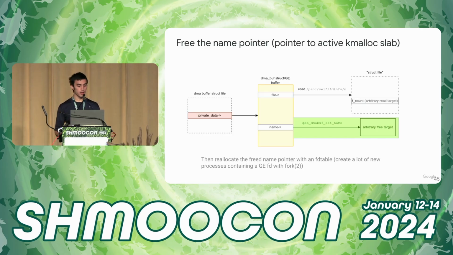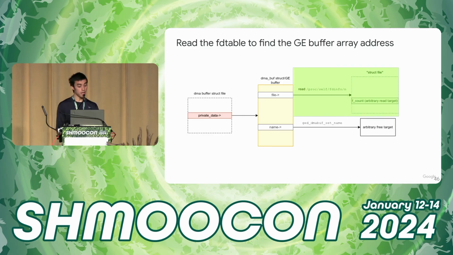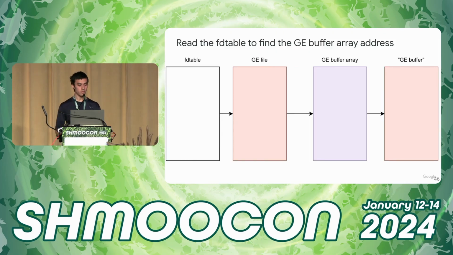Then I will reallocate that free name pointer with a file descriptor table. In practice, this is very easy. I just create a lot of new processes containing a GEFD using fork. Then I'll read the FD table, and I'll be able to find the GE buffer array address. Super easy. I just call proc self fdinfo -n after setting the file in the GE buffer to an arbitrary location. The arbitrary location in this case being the location of the name buffer.